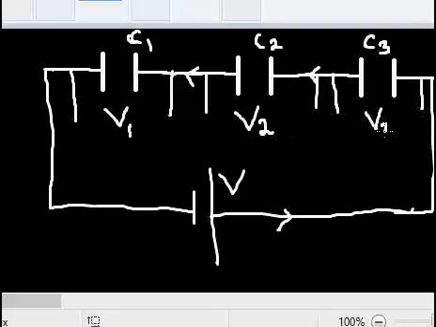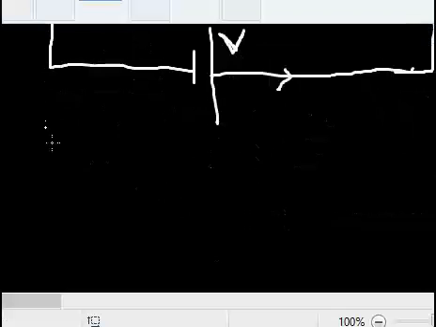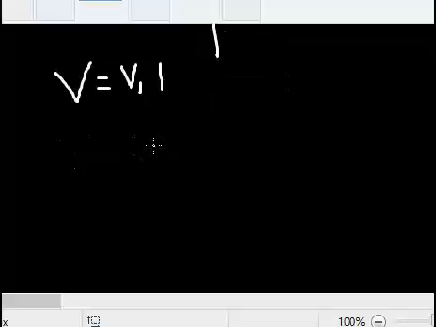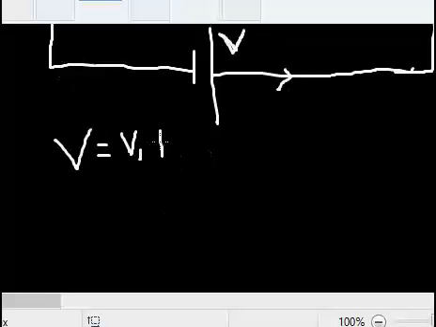So they will share the voltage supplied to them differently. They will have different shares of this voltage that is supplied to them. So the voltage that's supplied to them is going to be shared among them. That's going to be V1 plus V2 then plus V3.